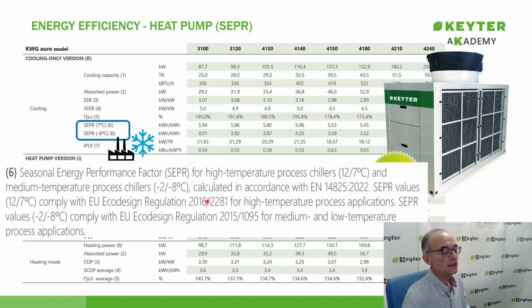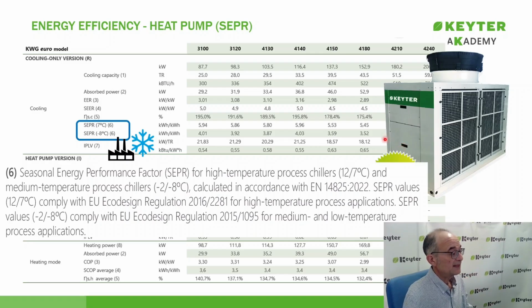Also, in addition to 14825, which is used to calculate the SEER, the SCOP, and the SEPR, we should also rely on the eco-design regulations. In this case, the 2016 regulation for high temperature processes, and in 2015, for low to medium, and low temperature processes. So here we already have double regulation, both the 14825, which in the end will define, just like with the SEER and the SCOP, those temperature profiles and partial loads. But we also have to talk about eco-design, as we mentioned in the previous video about SEER and SCOP. These units are already eco-designed, since in the end we need to know where they will be installed and how they will operate in order to ensure they are efficient.